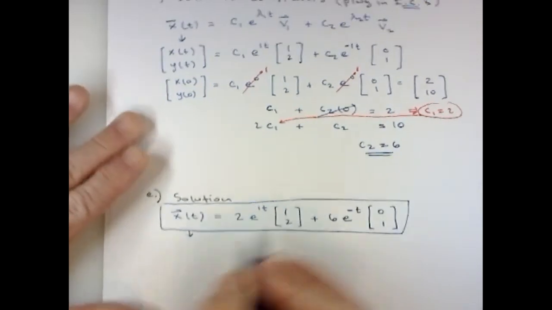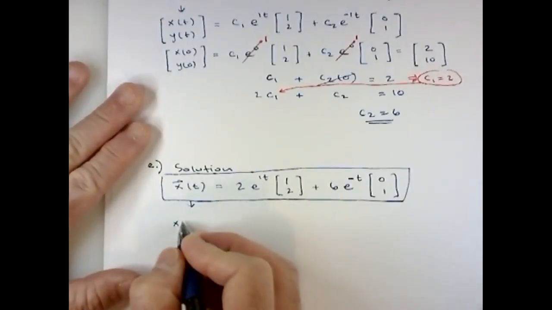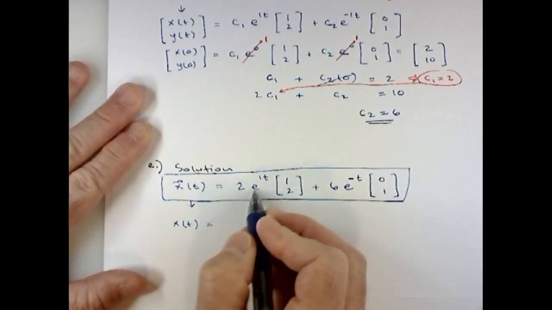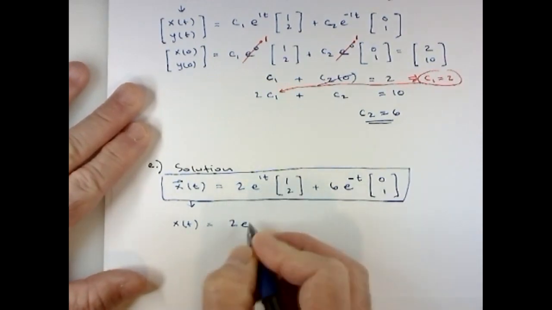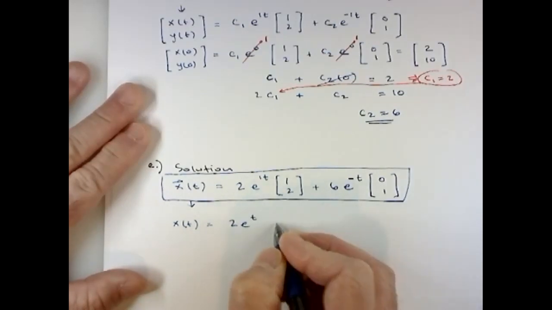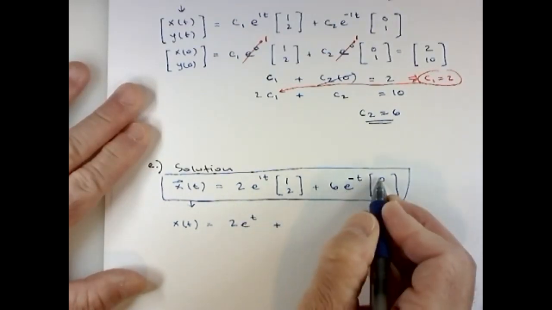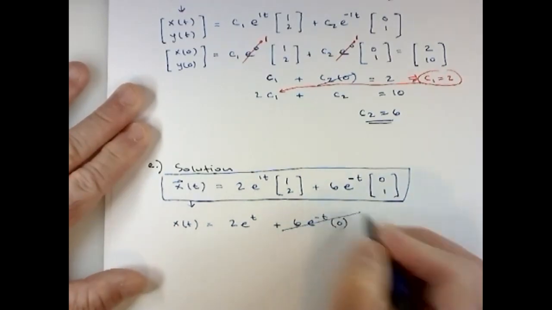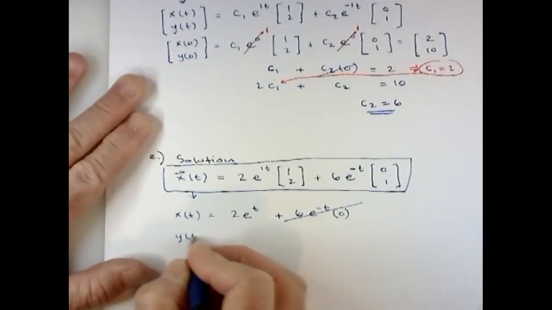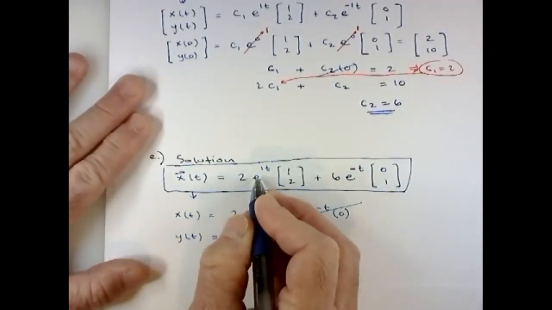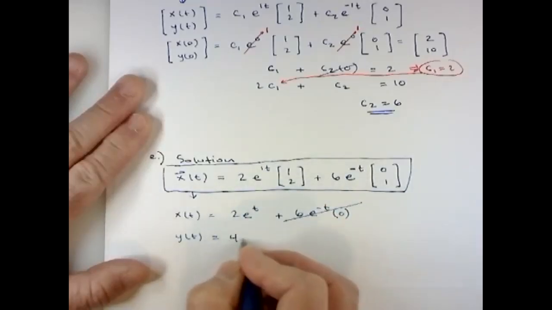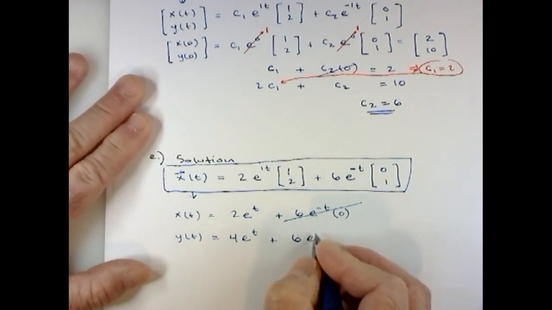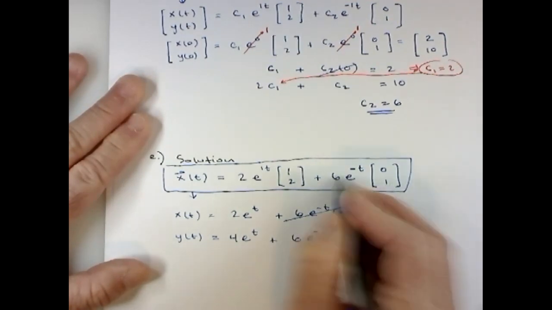As we've discussed, though, there really are two solutions here, right? There's a solution for x of t. Let's write them separately, which is just 2e to the t times 1. So that's 2e to the t plus 6e to the negative t times 0. So that actually just cancels out. And then my solution for y of t is 2e to the t times 2. So that's actually 4e to the t plus 6e to the negative t times 1, right? So just that.